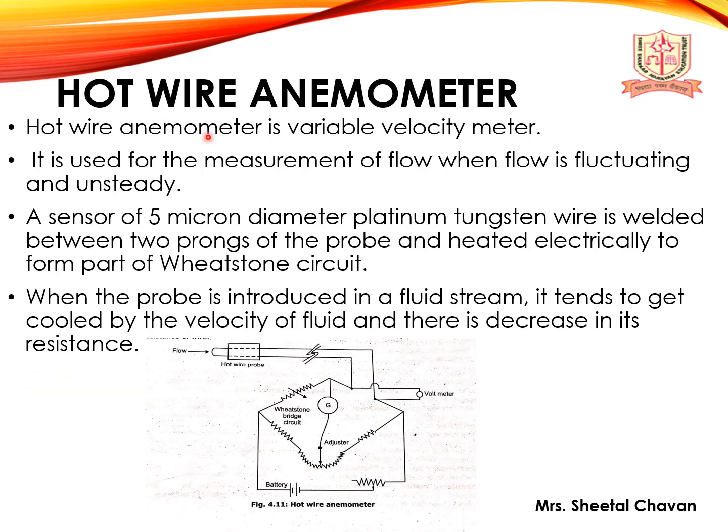The next point is hot wire anemometer. The hot wire anemometer is a variable velocity meter. It is used for measurement of flow when the flow is fluctuating and unsteady. The sensor, a 5 micron diameter platinum tungsten wire, is welded between the two prongs of the probe and heated electrically to form part of a Wheatstone bridge circuit.